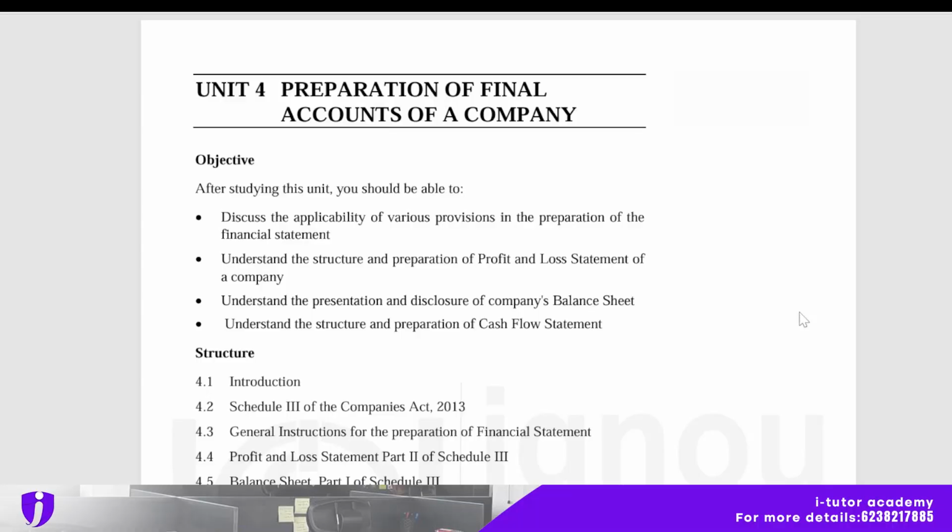In today's session, we will start with Unit 4 of MMBC 004, that is preparation of final accounts of a company. So let's see the objectives of this chapter. Discuss the applicability of various provisions in the preparation of financial statements. Understand the structure and preparation of profit and loss statement of a company. Understand the presentation and disclosure of company's balance sheet. Understand the structure and preparation of cash flow statement.